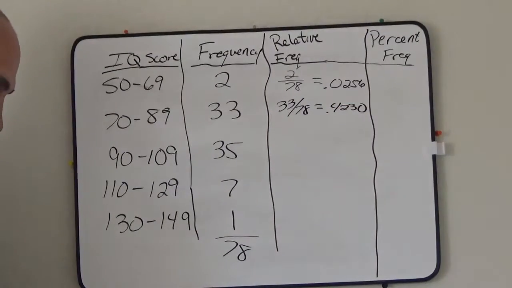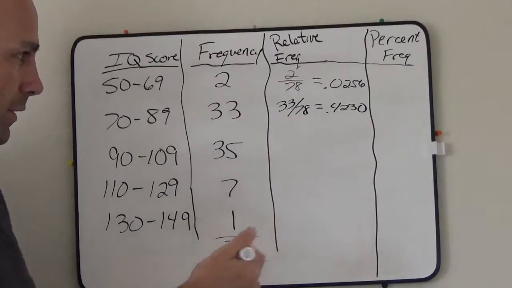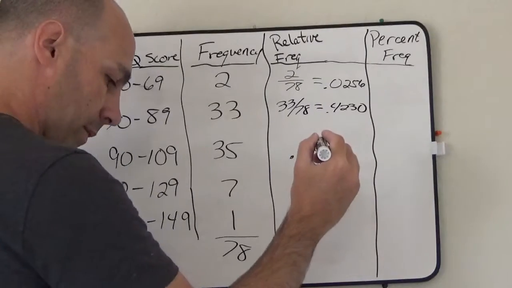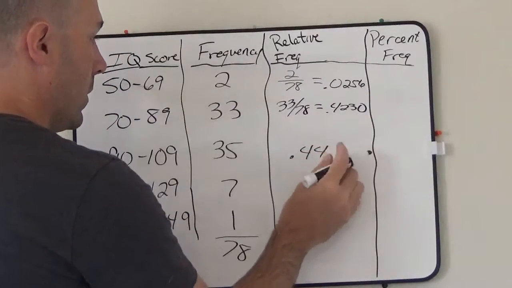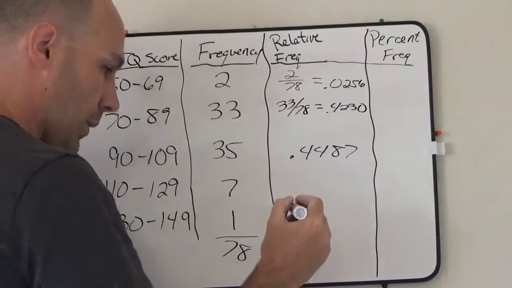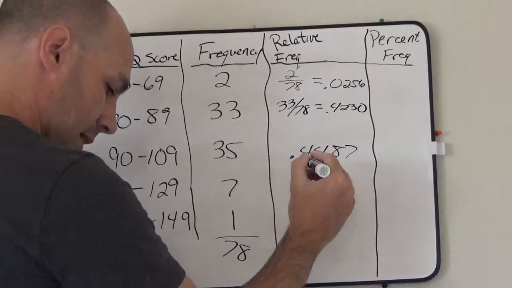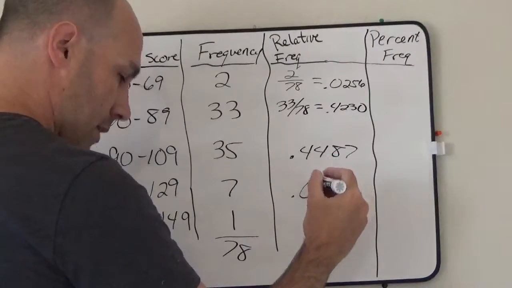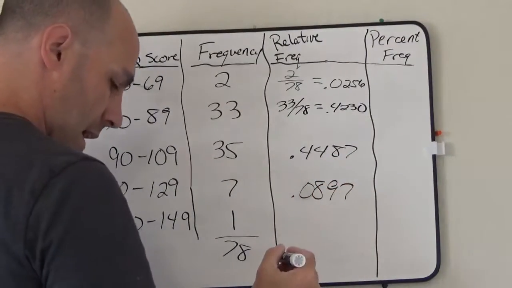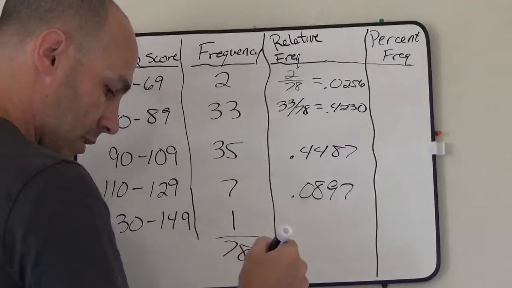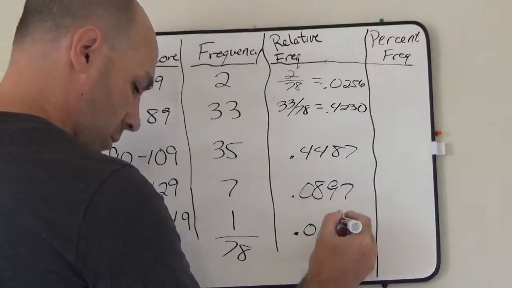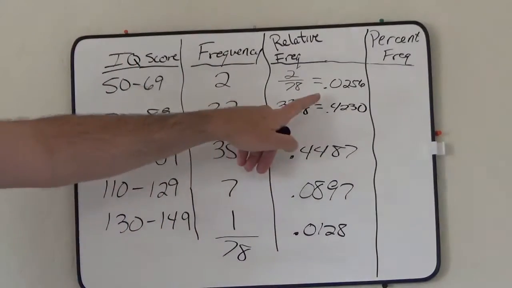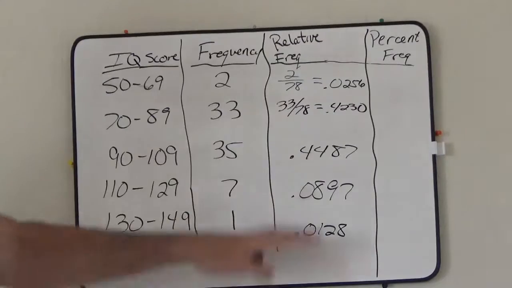Hopefully you guys can see that number. And then 35 over 78 and so forth. I'm just going to write what their values are. This is 0.4487. Oh, yeah. This one's 0.0897. And when you divide 1 by 78, you get 0.0128. So these are your relative frequencies, the decimals. Okay, that's our relative frequencies.